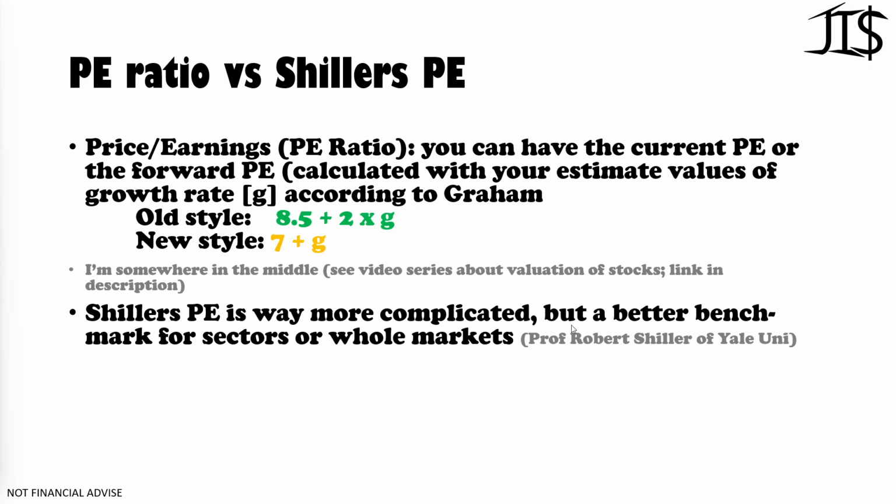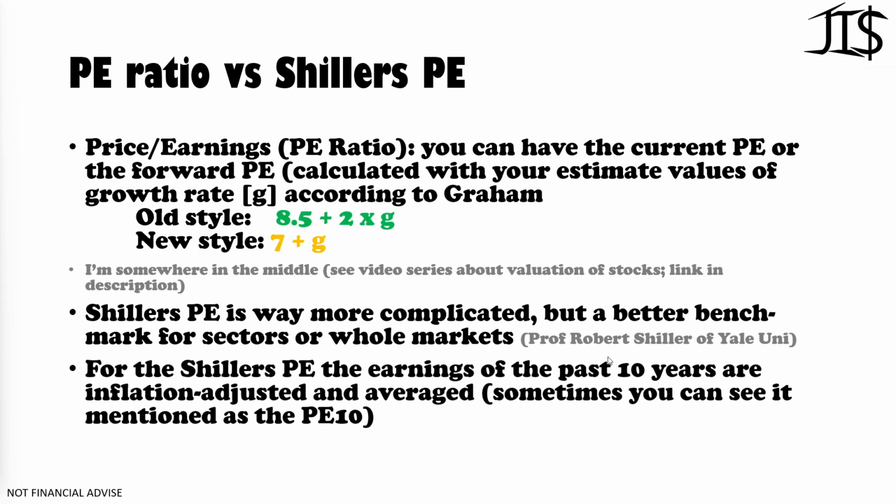It was invented by Professor Robert Shiller of Yale University, and there the earnings of the past 10 years are inflation adjusted and averaged. And then they are used to calculate the Shiller's PE ratio. So sometimes you can see it mentioned as the PE10 ratio as well, on some sites. So when you see that one, it's actually also the Shiller's PE.